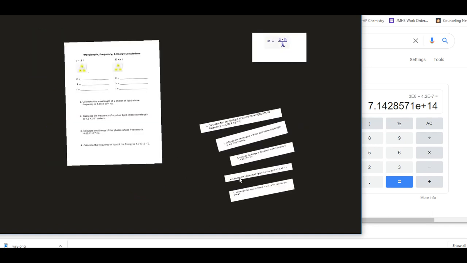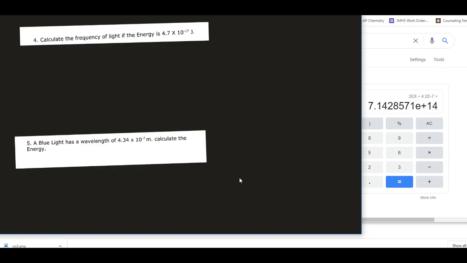So finally, for this next problem, I'll kind of go through this a little bit quicker, is we have calculate the frequency of light if the energy is 4.7 times 10 to the negative 17. So we're given these two values. So when we have to decide which formula is best for us to use, we're going to do the checklist thing again. So we have F and we have E.